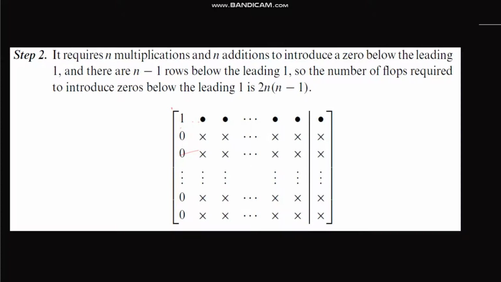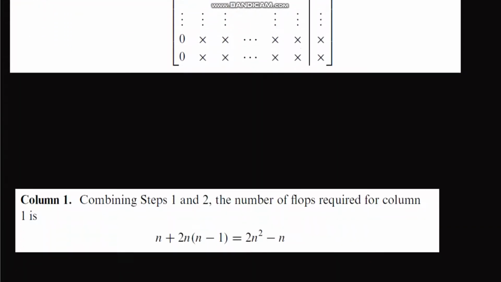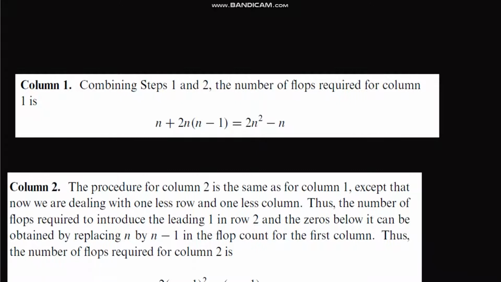Okay, so we continue and we see in the second step we have done. Now we go to the column 1. Now what we are doing, we are just adding the column 1 and column 2. Sorry, I said column, I'm really sorry. I mean we have to add the step 1 and step 2.